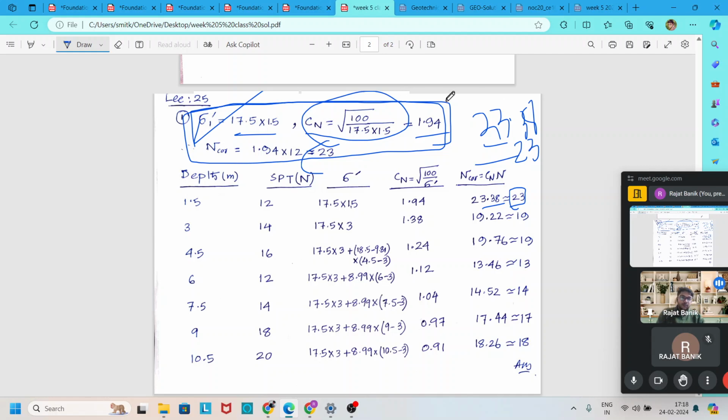If it becomes 23.98, we also take 23, the lowest whole number. So for the first depth, at a depth of 1.5, the characteristic number becomes 23.38, and we take it as 23. At a depth of 3, it becomes 19.22, and we take 19. Similarly, at 4.5, it becomes 19.76, and we take 19. In this way, we find the characteristic number for different depths.